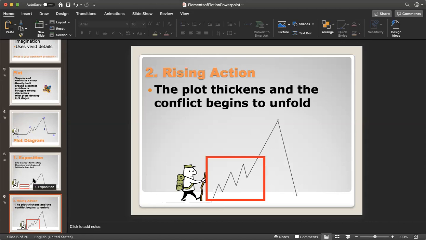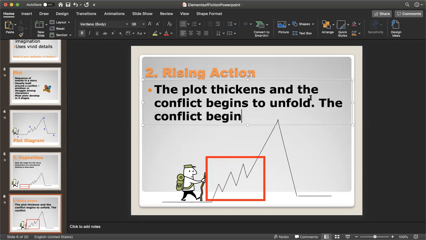Then we go to the rising action. The way I've told my class this is that by then we should know what our conflict is. And if you know the pattern, you can see the pattern right here. It's increasing. Something is getting heavier and heavier and heavier. The conflict begins to build. The rising action is more or less the middle of the story, where the conflict gets bigger and bigger and bigger.